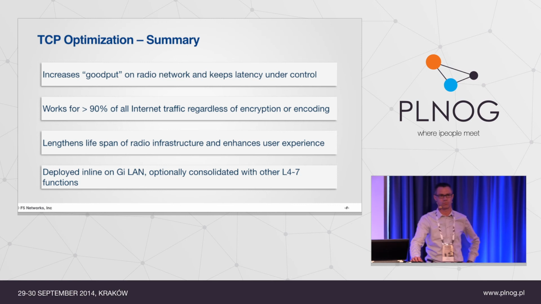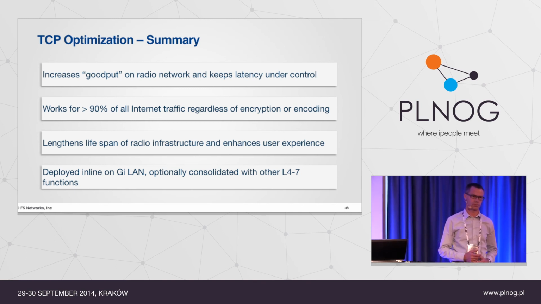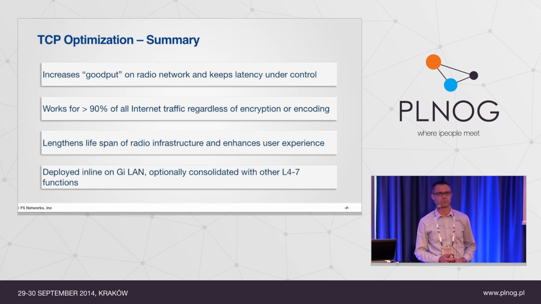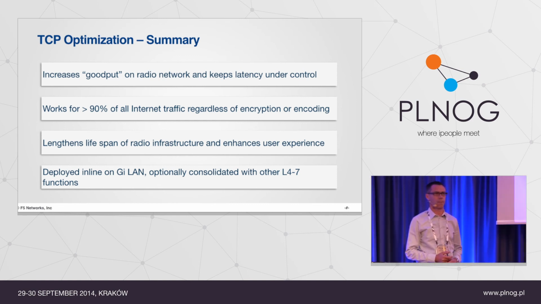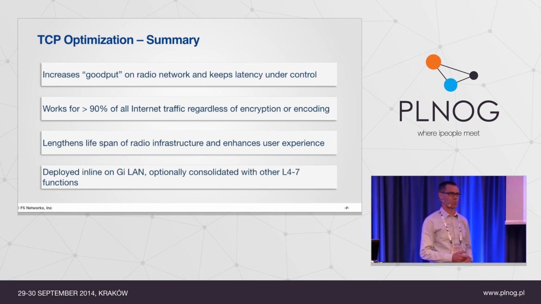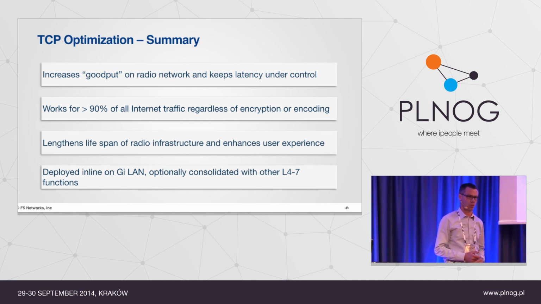I have one question. You show that TCP optimization is done by the operator side, right? Is there anything we can do on the server side? If we can, for example, differentiate mobile users?